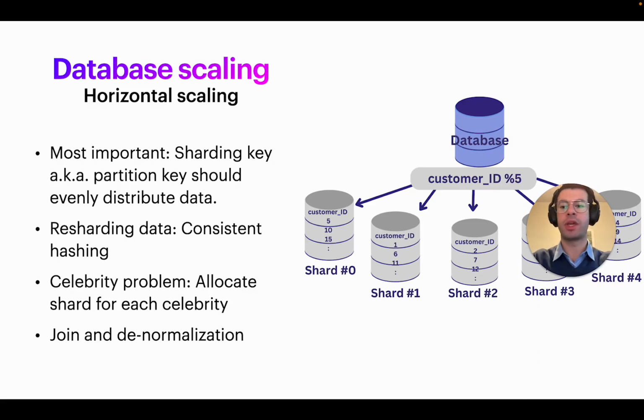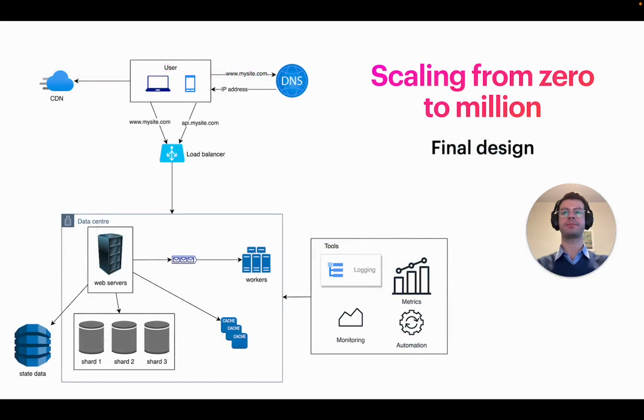In the last video, we scaled our data tier. We used horizontal scaling with sharding. And now let's see what we have with all of the concepts we talked about combined so far. So the data tier, we have our sharded databases, and we also have the state and the non-relational components of our system in our NoSQL database.